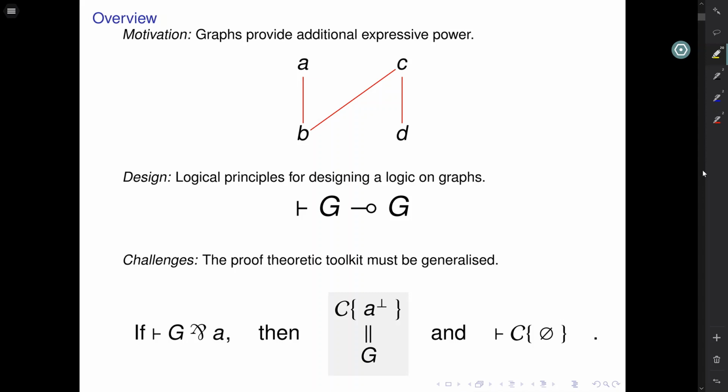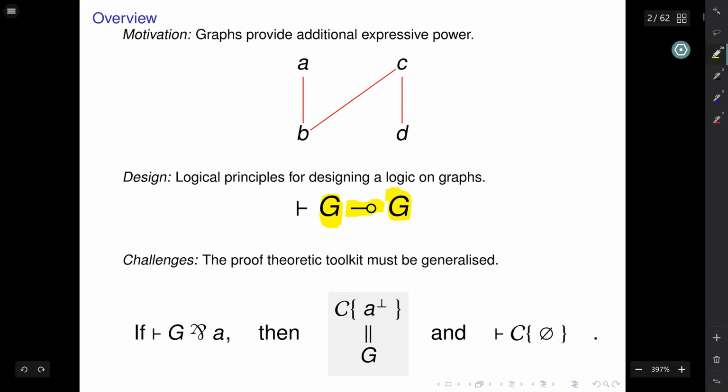We then think about, if there has been no logic designed for such structures previously, how do we go about designing this logic? So we want to build the logic from logical principles. For instance, we would want to have that if we have some graph here, that the graph should imply itself. This is something which would be very worrying if we did not have in a logic. So we start with very simple assumptions like this and essentially build a system. And then we go on to examine some of the challenges that we face.